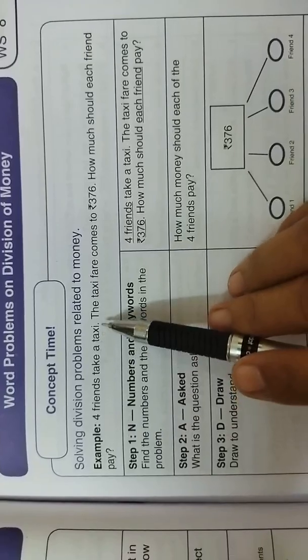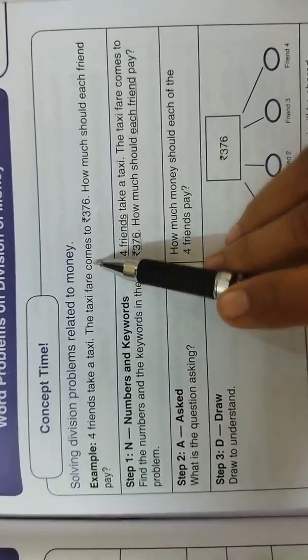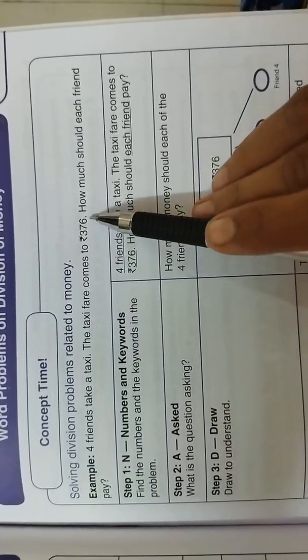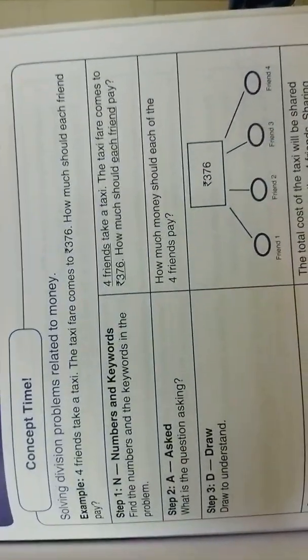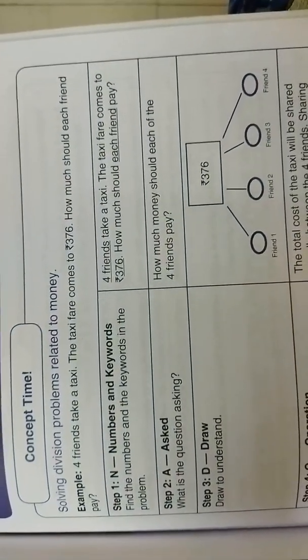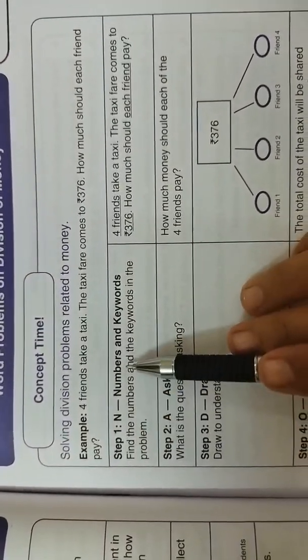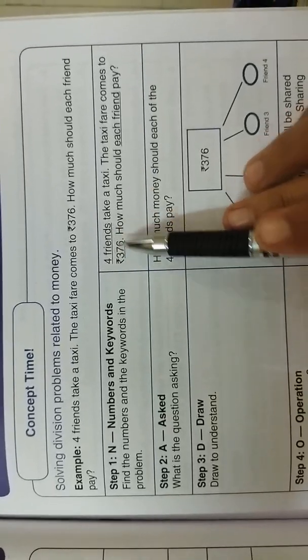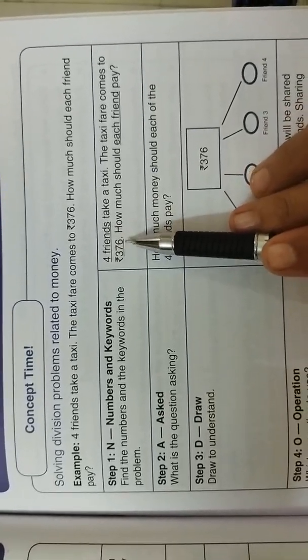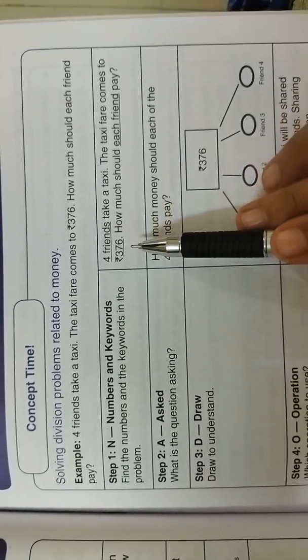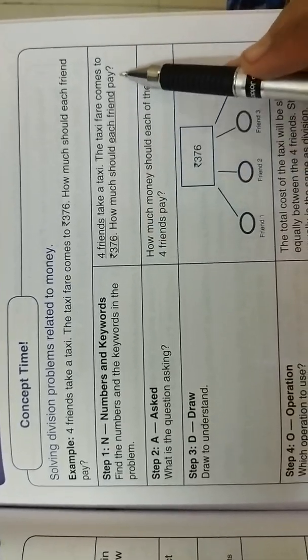4 friends take a taxi. The taxi fare comes to rupees 376. How much shall each friend pay? So in that, step number 1 is to find numbers and keywords. There are the 4 friends, 376 is the fare for the taxi, and each friend pays.